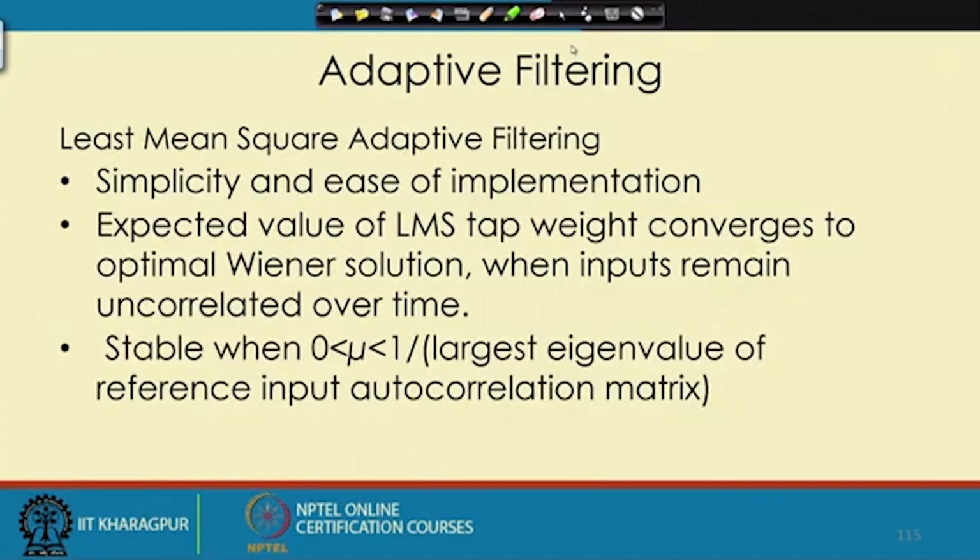So, we need to choose mu very carefully, and in practice, as you may not be able to compute the eigenvalues, usually it is taken as a very small value, and we try to keep it small so that the stability does not come under any question.